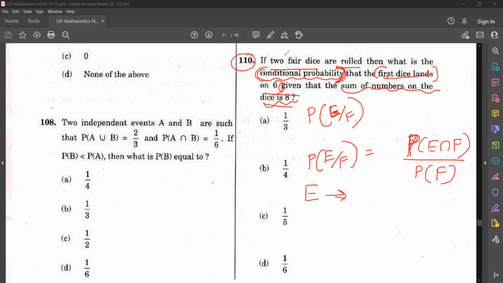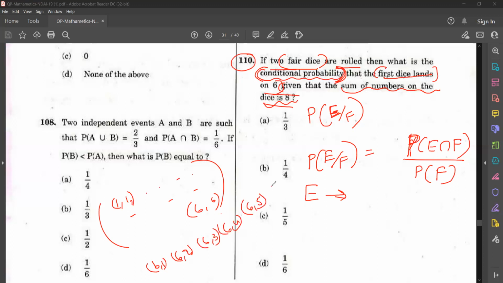They are choosing 2 fair dice. We know the sample space is 1,1 up to 6,6. So first number 6 means the possibilities are 6,1, 6,2, 6,3, 6,4, 6,5, 6,6. So this is the event E: first number on the dice is 6.